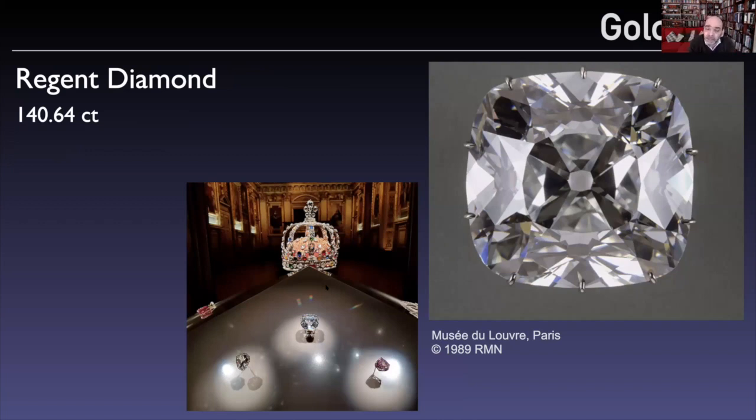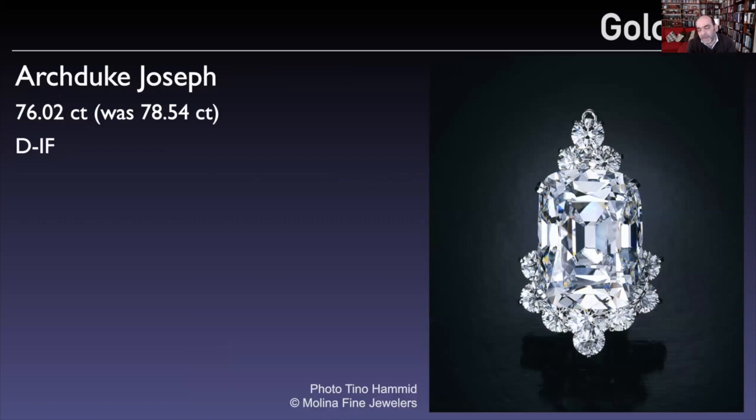And it's currently in the Galerie d'Apollon, next to the Hortensia diamond and the Sancy diamond. And you see here a really nice spinel, and many others. I could be here almost forever showing you Golconda diamonds. This is the Archduke Joseph diamond, a quite nice D-color, meaning totally colorless, IF, meaning internally flawless, where you cannot see anything inside with a 10-times loupe, so it's a perfect diamond.